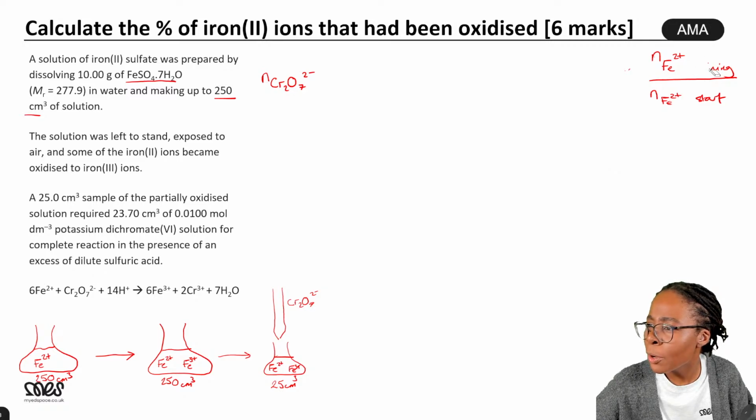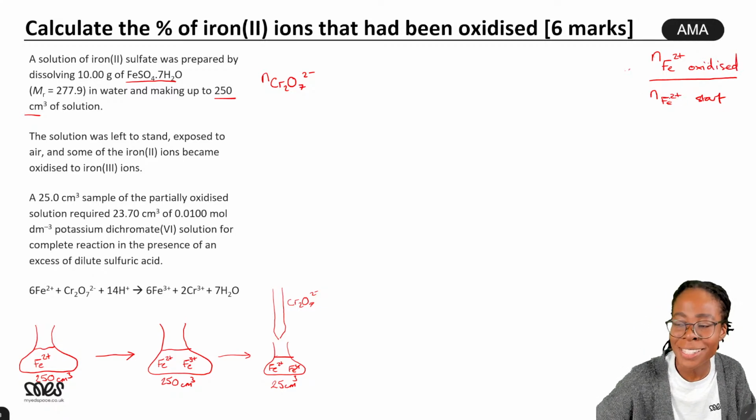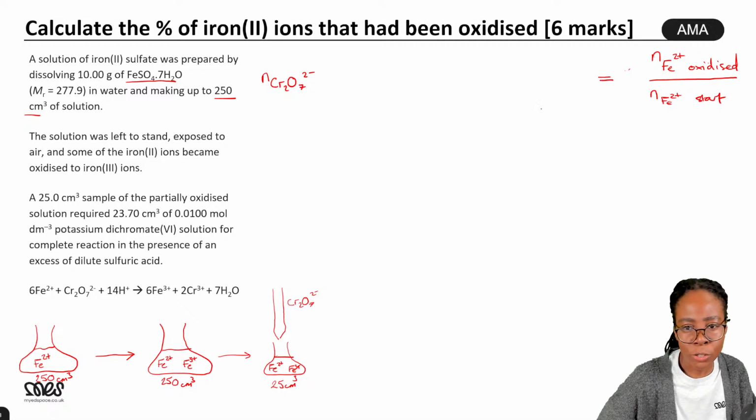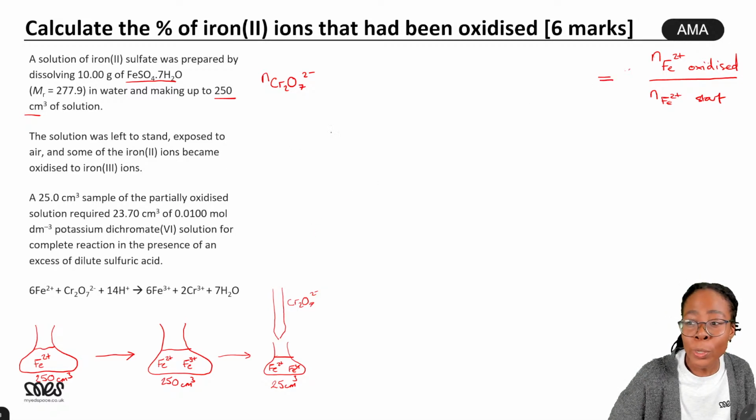Actually, no, we don't want to do that. We want the number of moles of Fe2 plus that have been oxidized divided by the moles of iron 2 plus that we had at the start. How will we figure out each of these two things? Well, we already have the moles of iron 2 plus at the start, because that's what we dissolved in our solution to begin with. 10 grams of this compound in this volume.